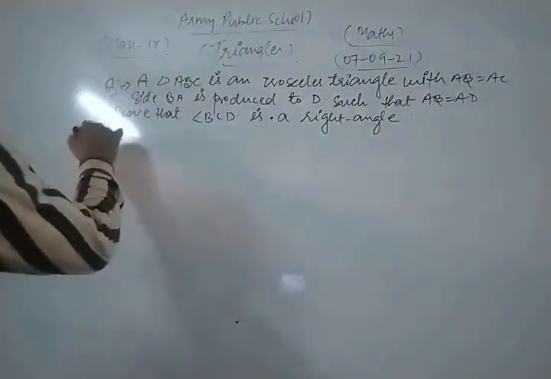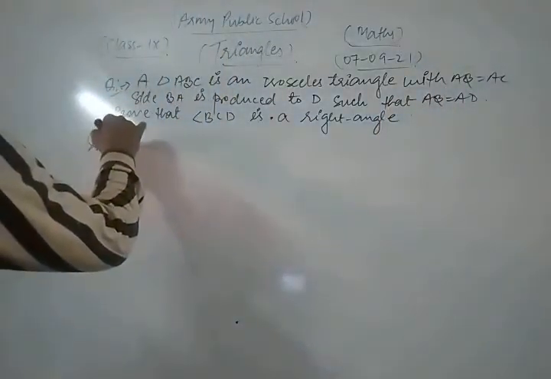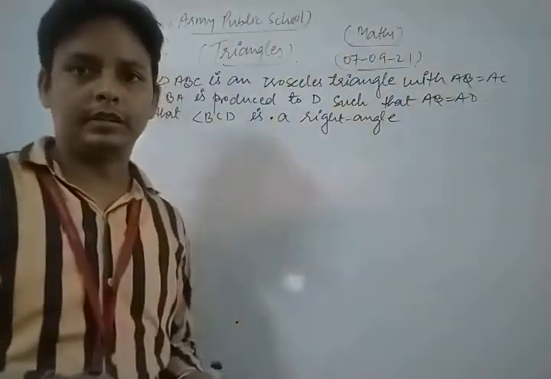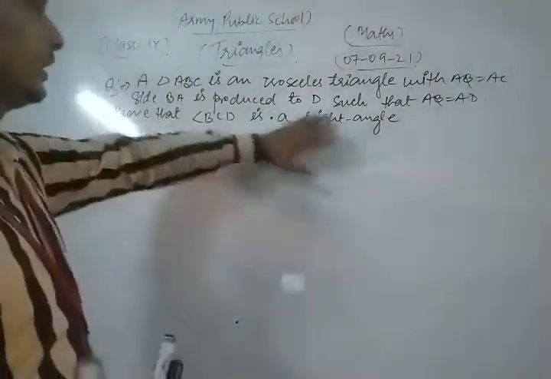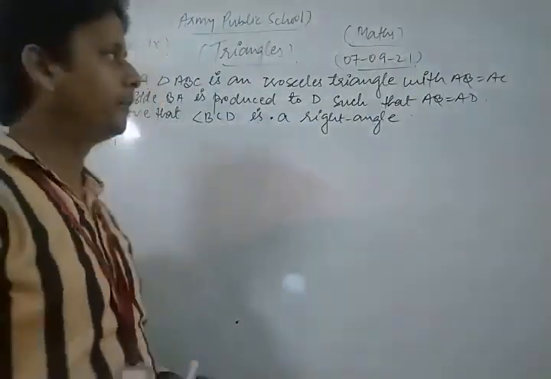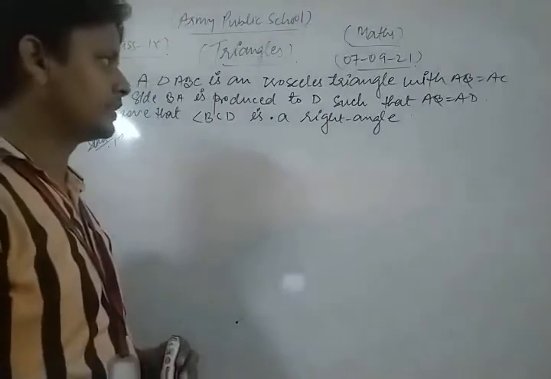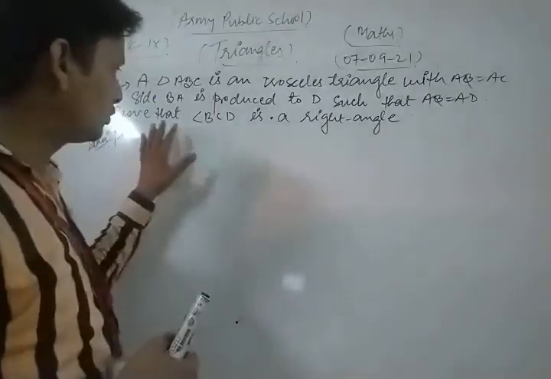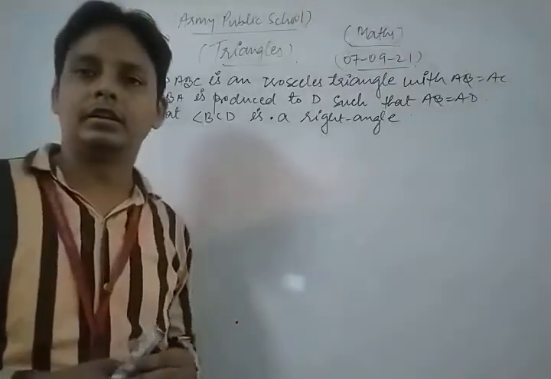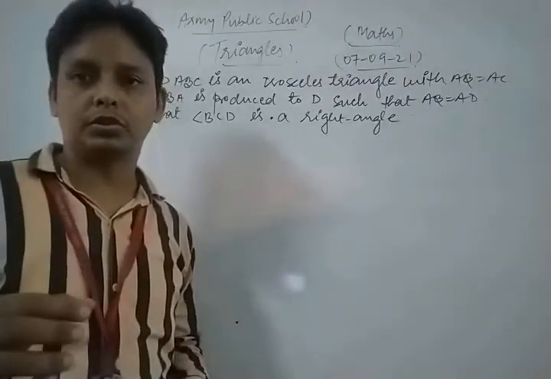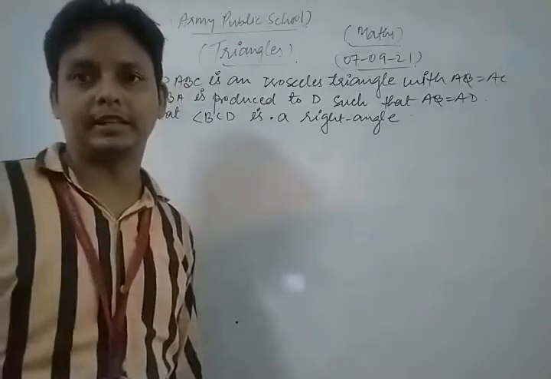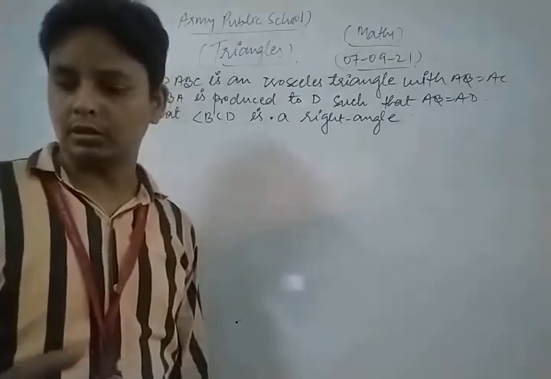Now let's see its solution. Look, dear students, here triangle ABC is an isosceles triangle with AB equal to AC, and side BA is produced to D such that AB is equal to AD, and we have to prove that angle BCD is a right angle. Dear students, this is one of the most important questions of your syllabus, so please do more and more practice of this question. Now let's see its solution.